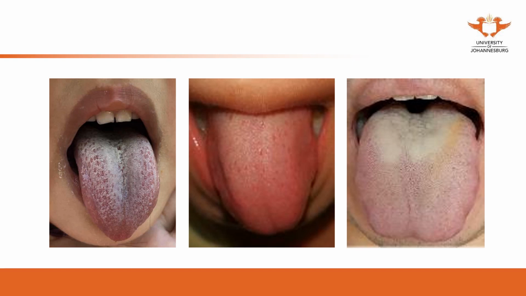Try to first describe what the manifestations are, and then try to explain with the indications.